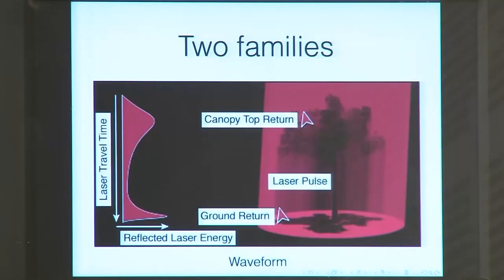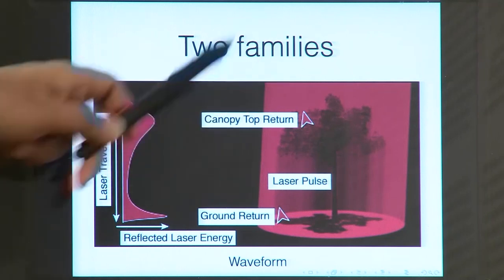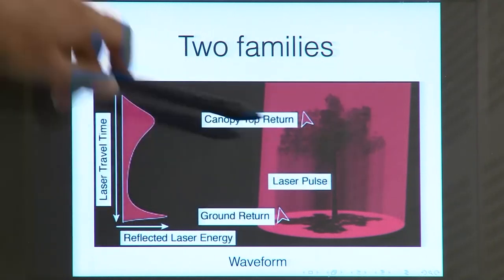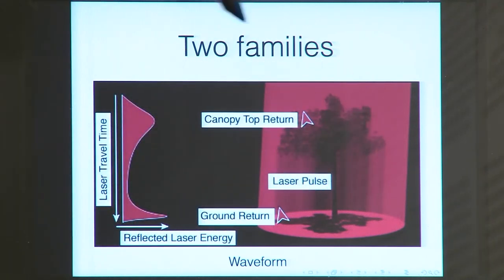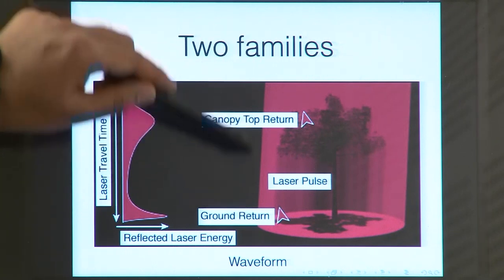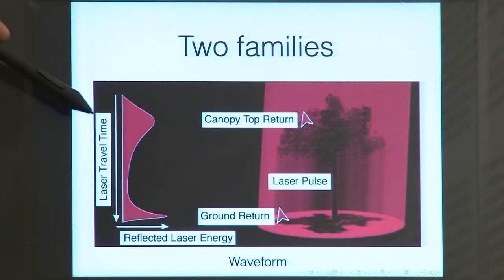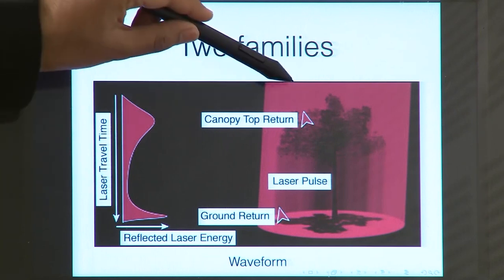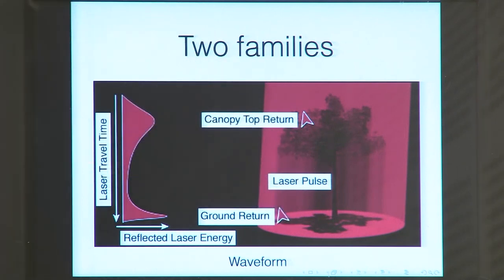Now, in this case, we have two different families of measurements. The first one is known as a waveform measurement, in which case you have the laser travel time and you are measuring the reflected laser energy. What you are seeing here is that this is a tree, and the more the laser travel time, the more downwards you are going. So, this laser travel time corresponds to the distance of the aircraft from the tree.